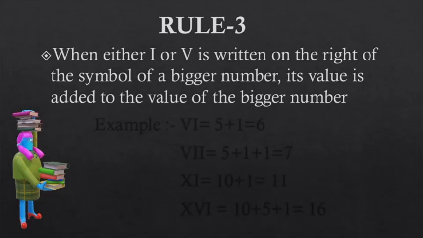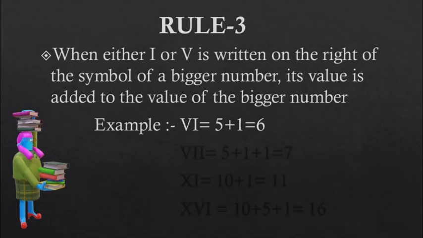Example, V, that is 5, and you are writing I next to it, which is 1. Now 5 is a bigger number and you're writing 1 on the right hand side. So V is written, and when I is written on the right hand side, it is 5 plus 1. We will add it, which will be equal to 6.